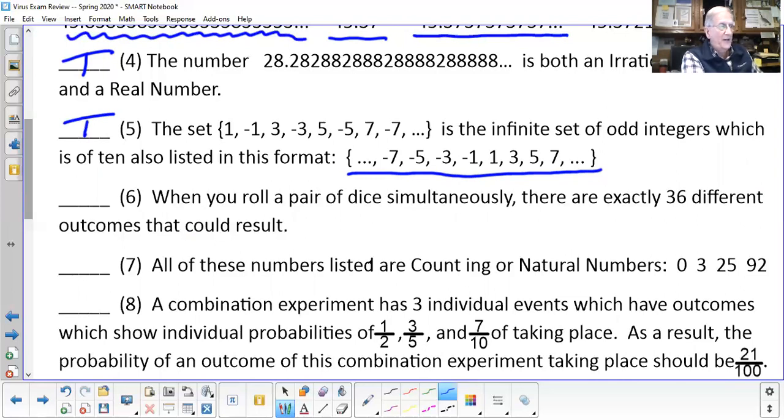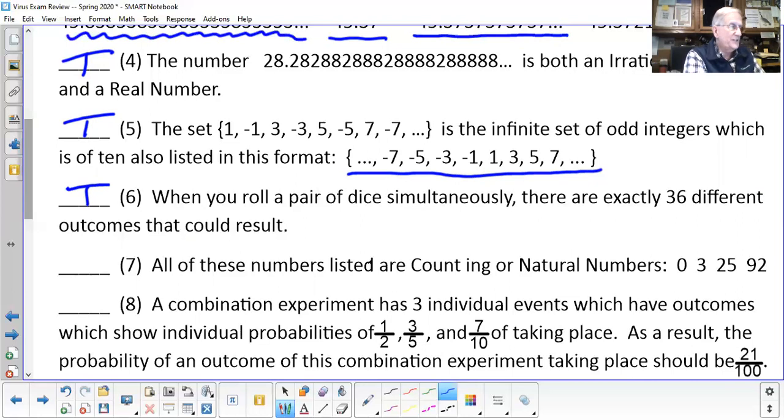When you roll a pair of dice simultaneously, there are exactly 36 outcomes that could result. Well, if you're thinking the answer is 12, you're not right. 6 plus 6 is 12, but no. You have to multiply the number of outcomes together. There are 6 outcomes on the first die, 6 outcomes on the second die, so there are 36 outcomes. So this statement is definitely true.